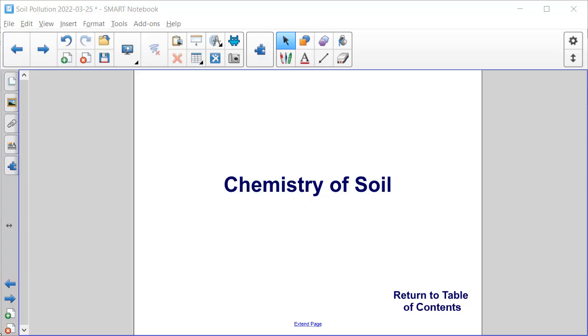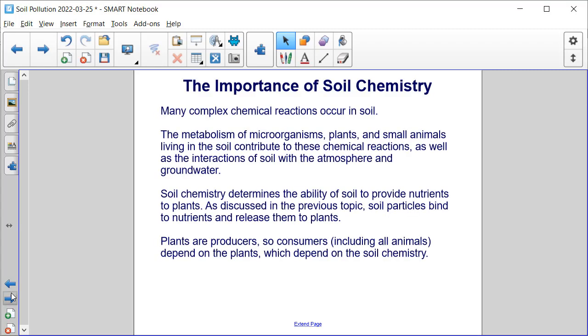In this section of the unit, we're going to discuss the chemistry of soil. Many complex chemical reactions occur in soil. The metabolism of microorganisms, plants, and small animals living in the soil contribute to these chemical reactions, as well as the interactions of soil with the atmosphere and groundwater.